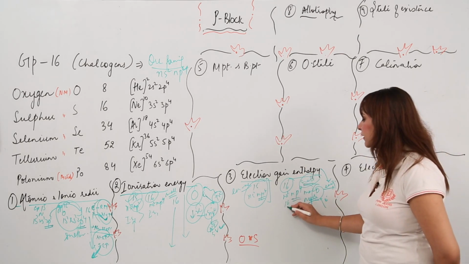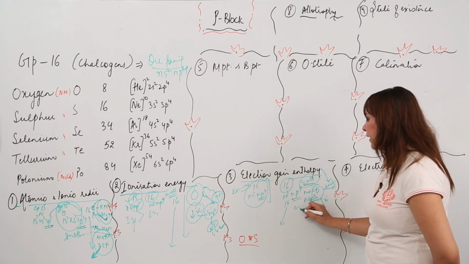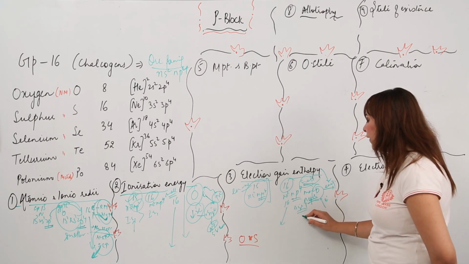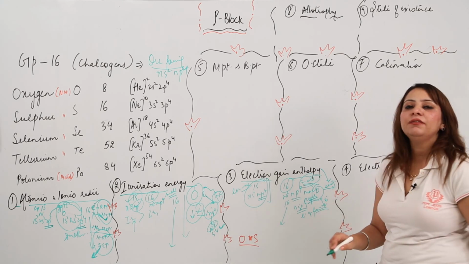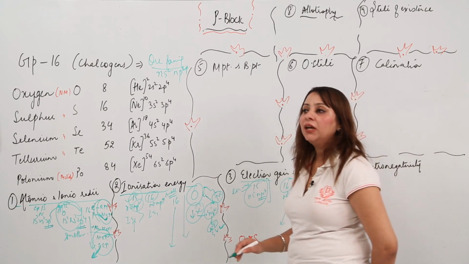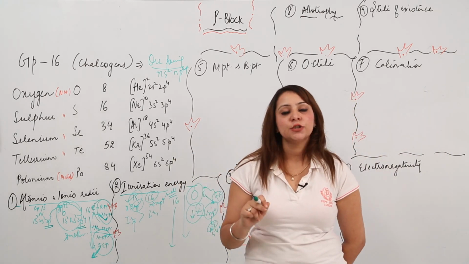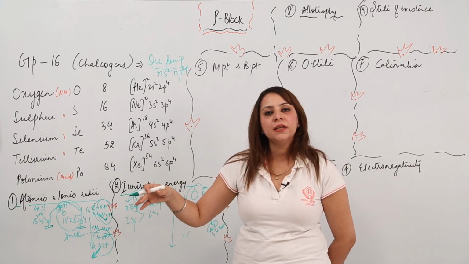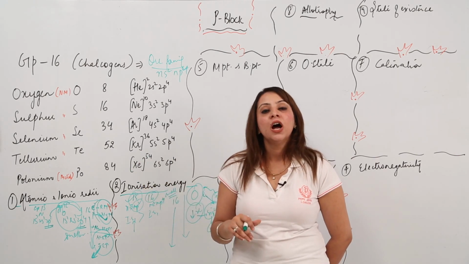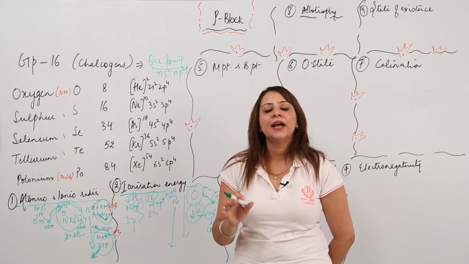Now if we move down the 16th group, we see that as the size is increasing, the electron gain enthalpy is becoming less negative. Whenever you are talking about electron gain enthalpy, never use the terms increase or decrease, because here the energy is released. We either say it is more negative, where the attraction is more, or we say it is less negative. That means the attraction is there, but still the attraction is little.